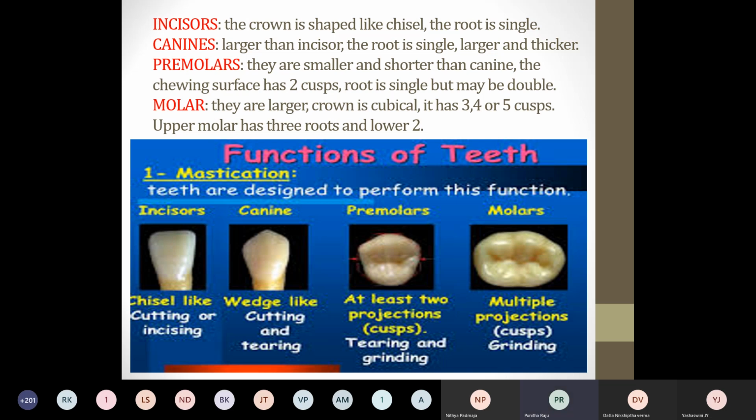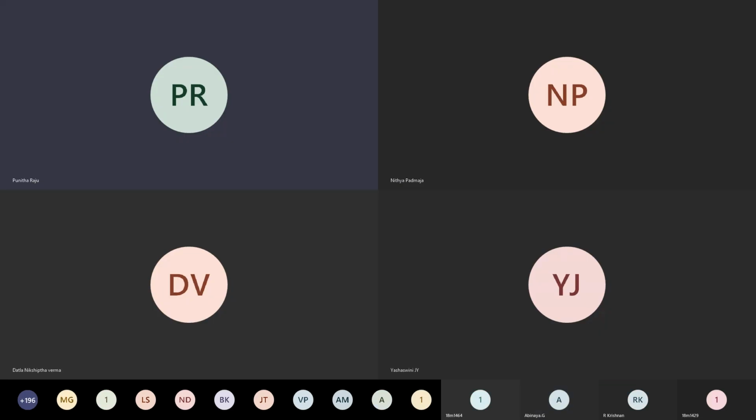So these are the roots. You can see the incisors have a single root and even the canine has a single root. The premolar sometimes can have 2 roots, and the molars have 3 roots.